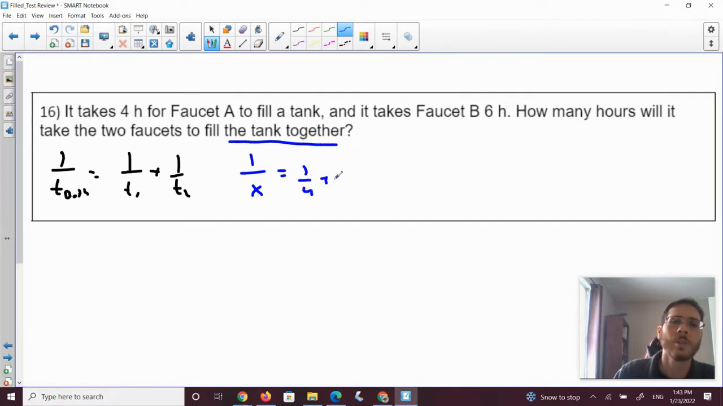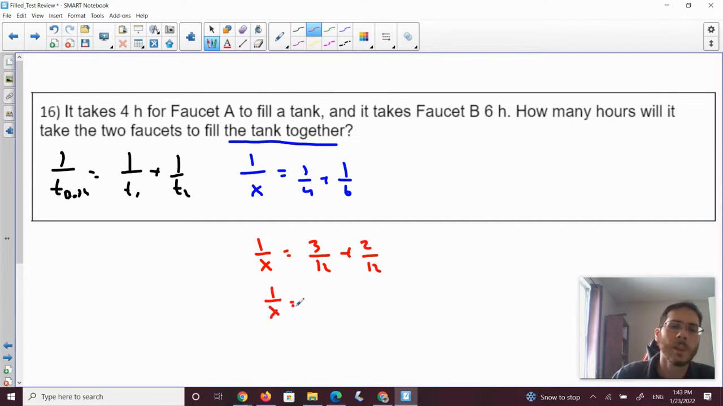So 1 over 4 plus 1 over 6. And we don't need to mess with everything that we did in the last question, because we really just need to solve the right-hand side. 1 over x can just stay as 1 over x. So 1 over x, if I get these to be a common denominator, this would be 3/12 plus 2/12.